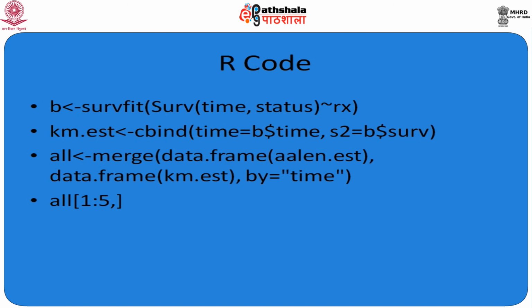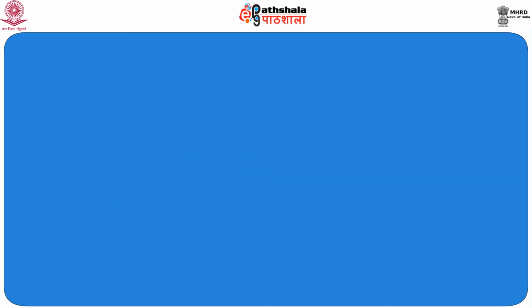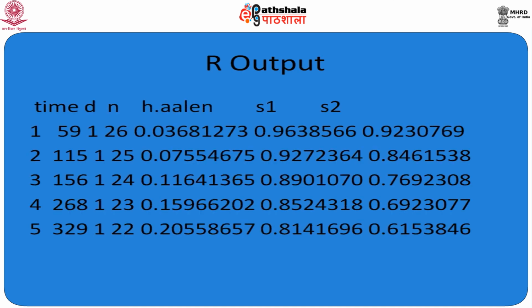If we plot these functions and get the comparative estimate values, here for the first 5 time points we are giving 1 to 5, as all of 1 to 5, and the whole thing is assigned as all. We will get the estimate values like here.